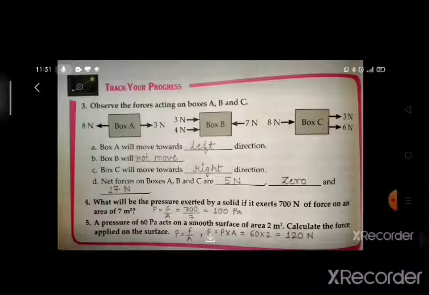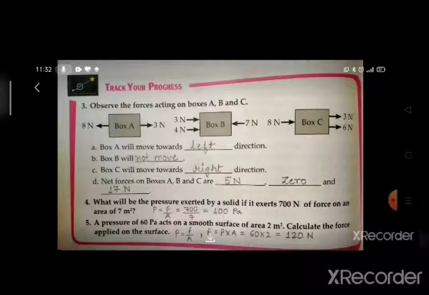Next, track your progress is third question. Observe the forces acting on the boxes A, B and C. So first is box A will move towards left direction because 8 Newton force is in left direction and 3 Newton is in right direction. So after we minus it, that means 8 minus 3, it will be 5 Newton towards left direction. So the box will move in left direction.